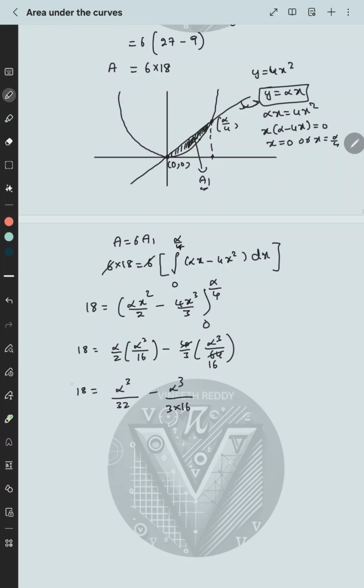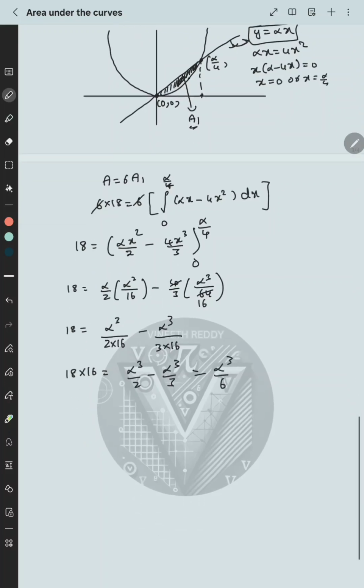अच्छा, एक काम कर सकते हैं, इस 32 को ना, इसको हम 2 into 16 लिख देंगे और 16 को राइट हैंड से लेफ्ट हैंड साइड भेज देंगे. तो वी गेट 18 into 16 इज इक्वल टू अल्फा क्यूब बाई 2 माइनस अल्फा क्यूब बाई 3, विच इज इंडीड अल्फा क्यूब डिवाइडेड बाई 6. अगर एलसीएम ले लिया तो हमारे पास है 18 into 16 into 6 इज इक्वल्स टू अल्फा क्यूब.